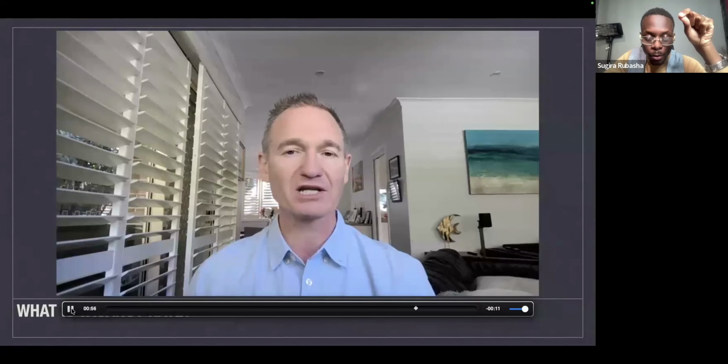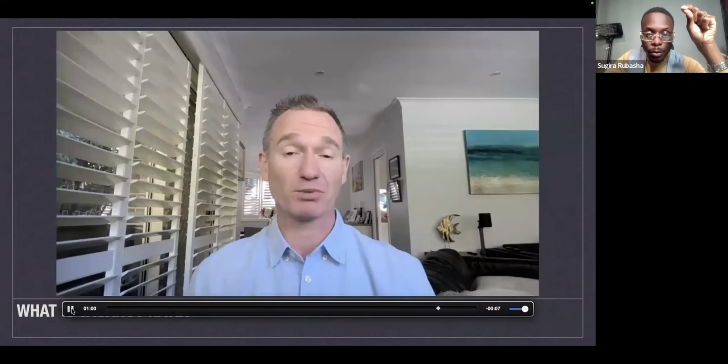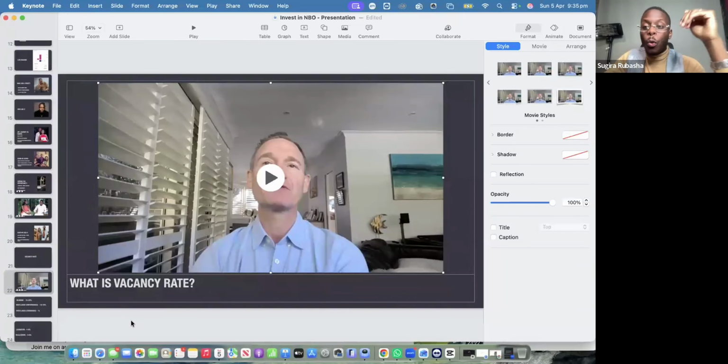Correct. Because the more cash flow that we can generate from a property can actually play a big part in being able to then invest in your next property. And we can still do it without owning it. So we are doing all of this without owning it. So what are the vacancy rates?